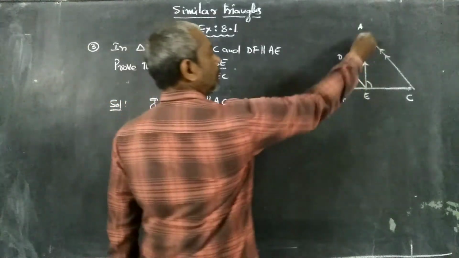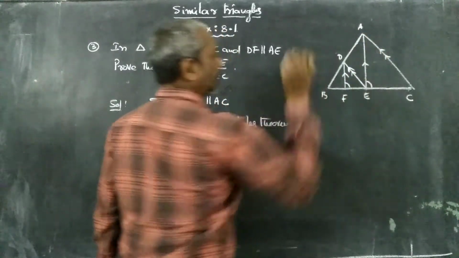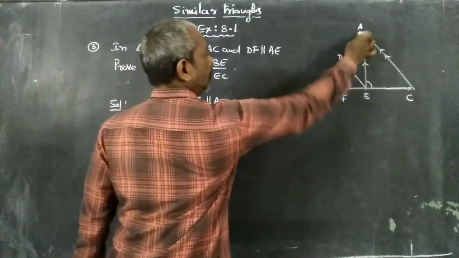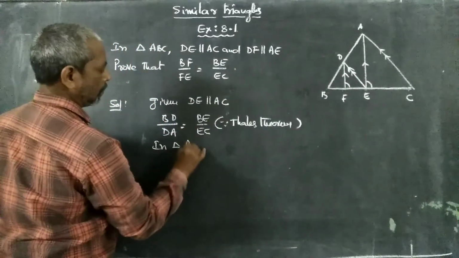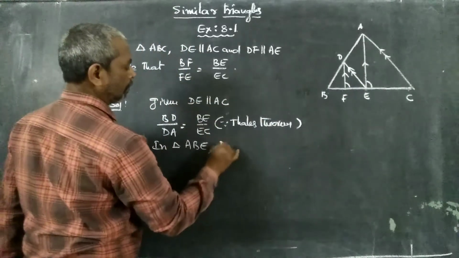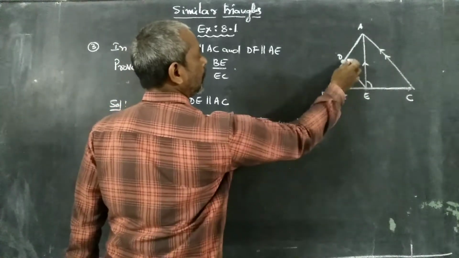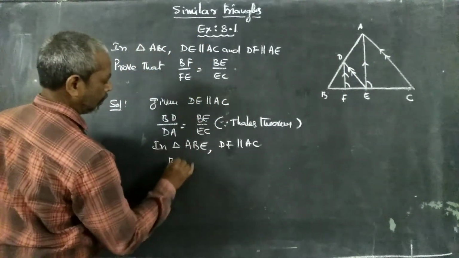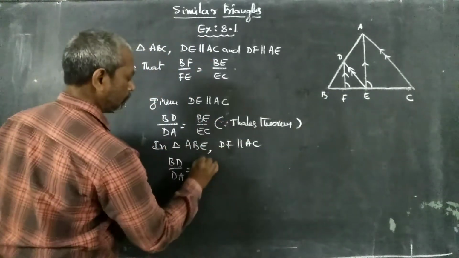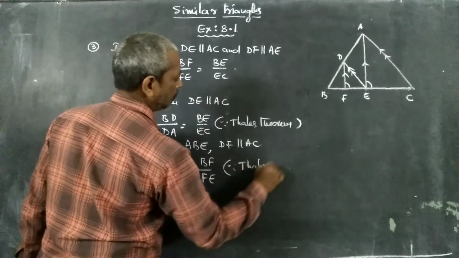Similarly, in triangle ABE, DF is parallel to AE. Therefore, BD by DA is equal to BF by FE, since Thales theorem.